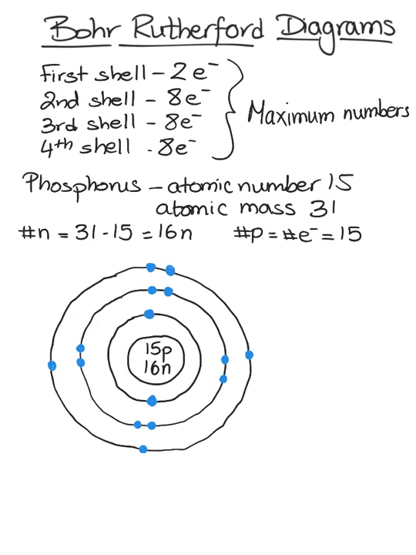Shell number 1 has 2. Shell number 2 has 8, so that's 10. And shell number 3 has 5, so that's 15 electrons. So we have now drawn the Bohr-Rutherford diagram for the element phosphorus. And what's nice about Bohr-Rutherford is that it tells you how many protons and neutrons are in the nucleus, and it shows you how many electrons are in each shell.